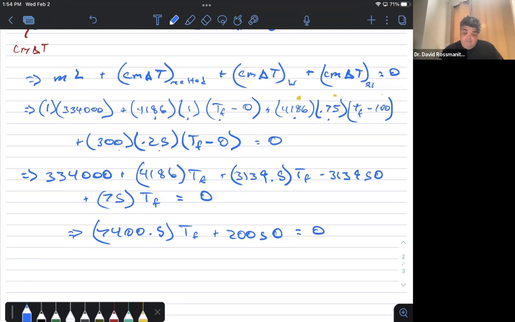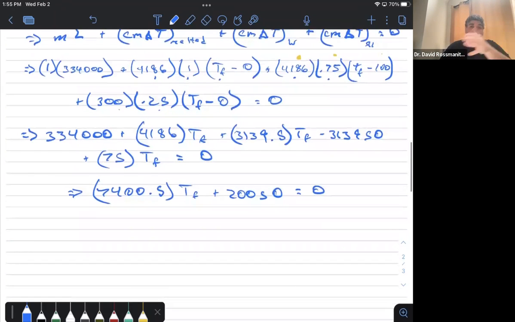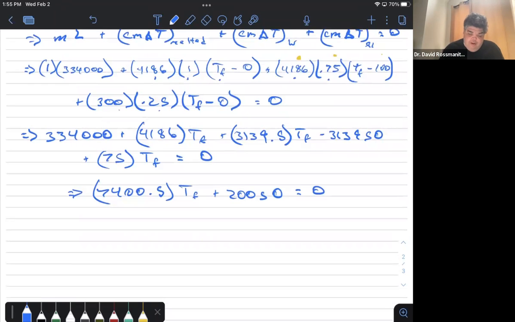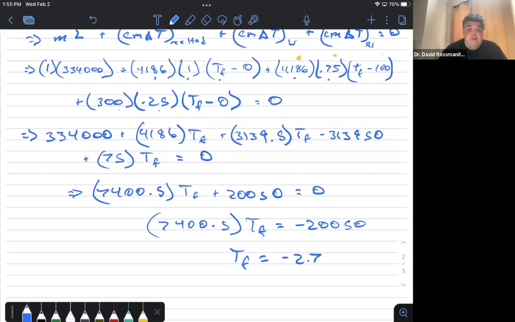In other words, it's possible that I had so much ice placed in this cup that the amount of boiling water I put in it couldn't melt it all. Because as you can see, in case for those of you that don't see what the problem is right now, if I want to solve this for TF, I'm going to get 7,400.5 times TF equals minus 20,050. And if I divide that over 7,400.5, I'm going to get a negative number. I get TF is negative 2.7.